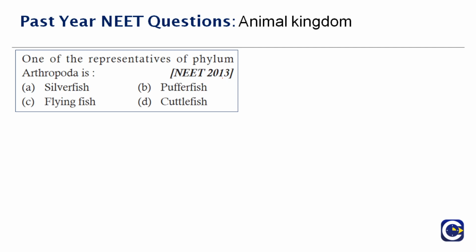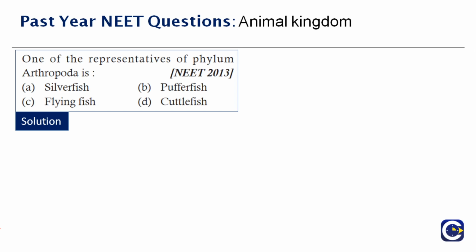This is the first question, which was asked in the year 2013. One of the representatives of the phylum Arthropoda is dash. You're given 4 options here: silverfish, puffer, cuttle and flying fish. So what is an arthropod first? It is an invertebrate animal having an exoskeleton. They have a segmented body and paired joint appendages. Arthropods form the phylum Arthropoda, which includes insects, arachnids, and then you have other species also inside it. Now, out of the 4 options given here, we need to search for an insect. Silverfish is an insect. Therefore the correct answer to this question is option A.